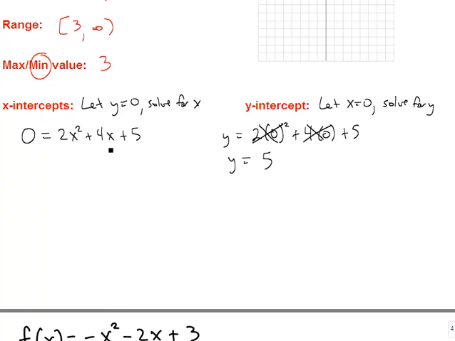Now, if you get lucky, this will be a quadratic that factors. This one will not. No combination of 2's and 5's is going to give me a 4 for that middle term. So if it doesn't factor, your alternatives would be to either complete the square or use the quadratic formula.